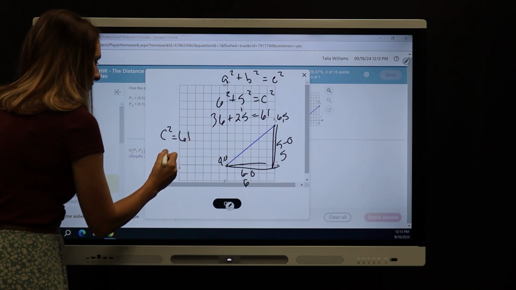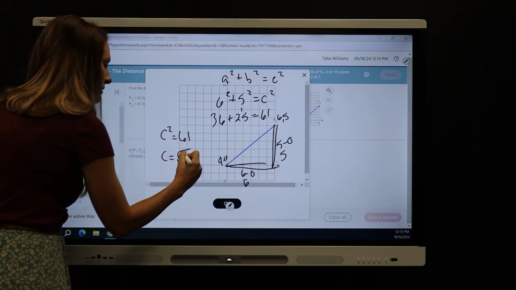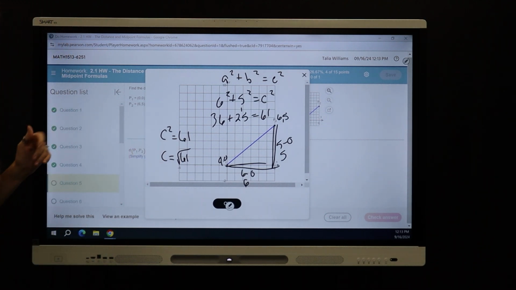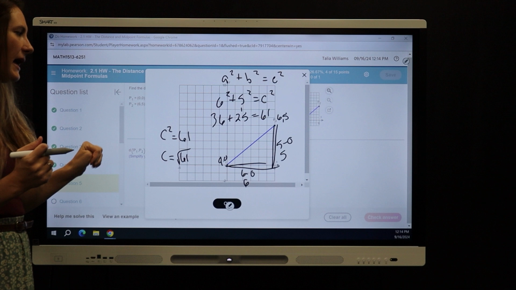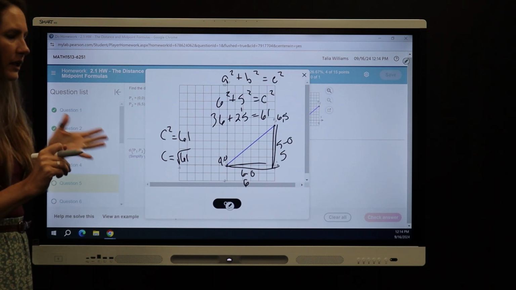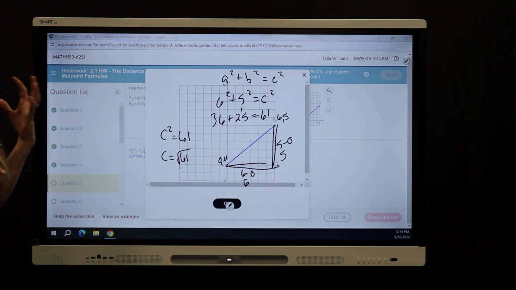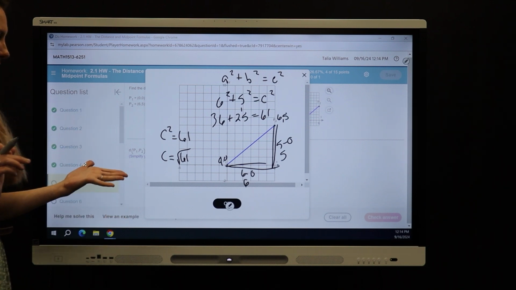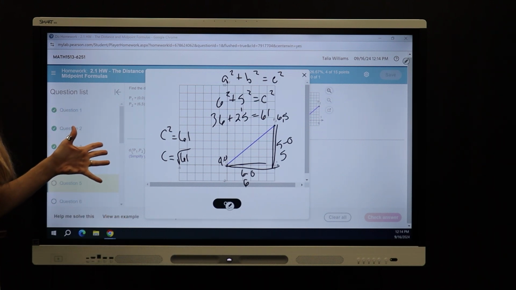And then we'd have to take the square root, but remember it has to be positive because it's a distance. So c would equal the square root of 61. Sometimes you will have numbers you can actually take the square root of that you can simplify. This one is not one of those, and that is not a bad thing.